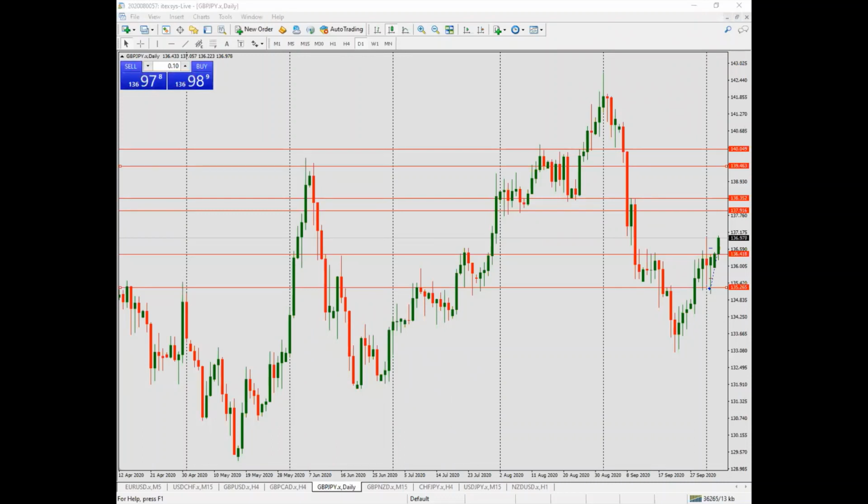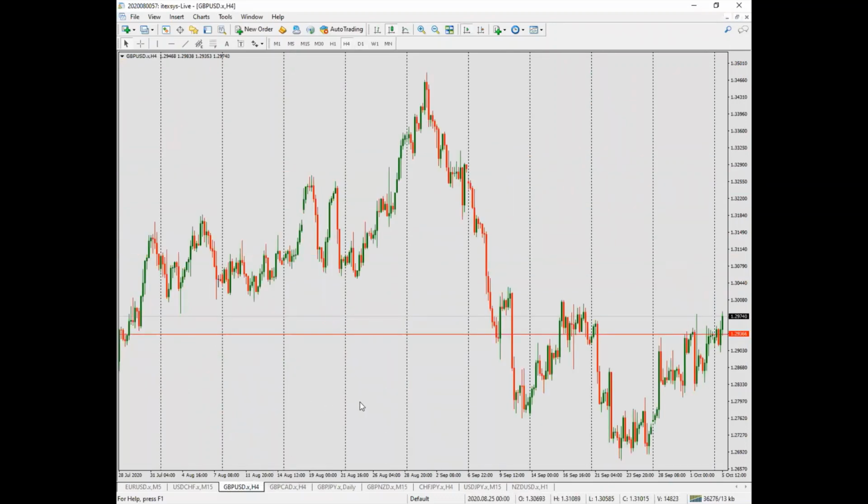Okay, let's continue. The next one I'll choose is another pound pair, which is the pound against the dollar.